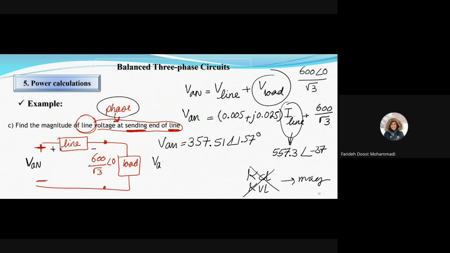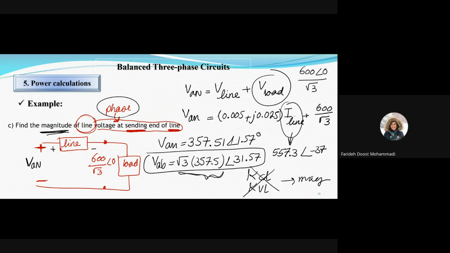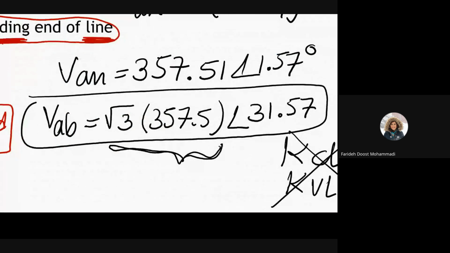If you need the line parameter, it's going to be VAB, for example. It's going to be radical 3 multiplied by 357.5 with an angle of 31.57. Now, focusing on the magnitude, the magnitude is going to be this portion. Any question here? Okay, so let's see what else we have here.